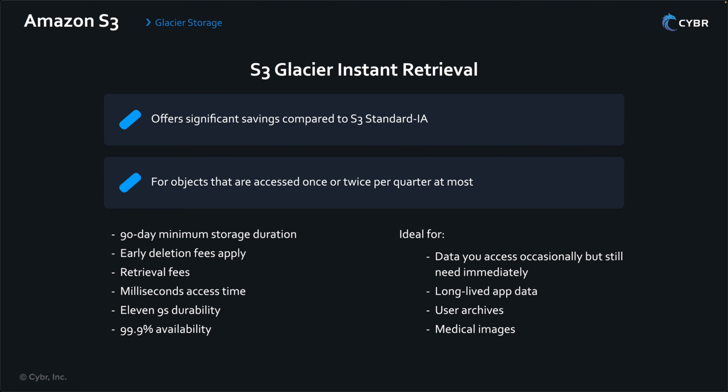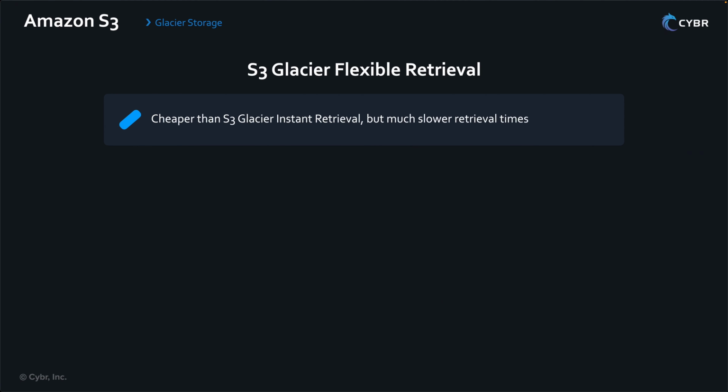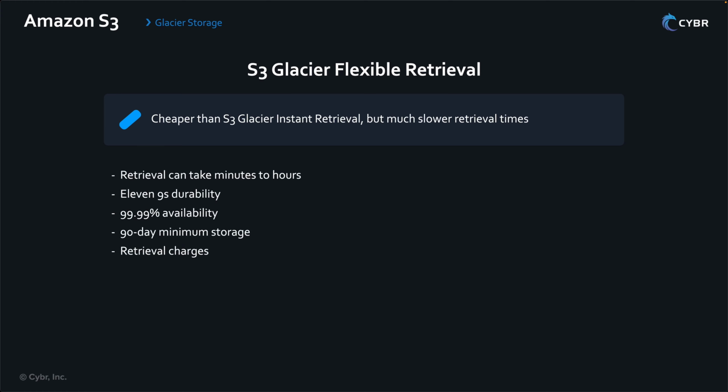And so you can use this class whenever you need that millisecond access, as well as high durability with 11 nines of durability, as well as 99.9% availability. On the other hand, S3 Glacier Flexible Retrieval is slightly cheaper than S3 Glacier Instant Retrieval by up to about 10% lower. But the trade-off here is that you have much slower retrieval times. Instead of millisecond access, retrieval times can range anywhere from a few minutes to multiple hours, depending on how much data and the type of data, and also just the service. So this class is definitely not designed for quick access.